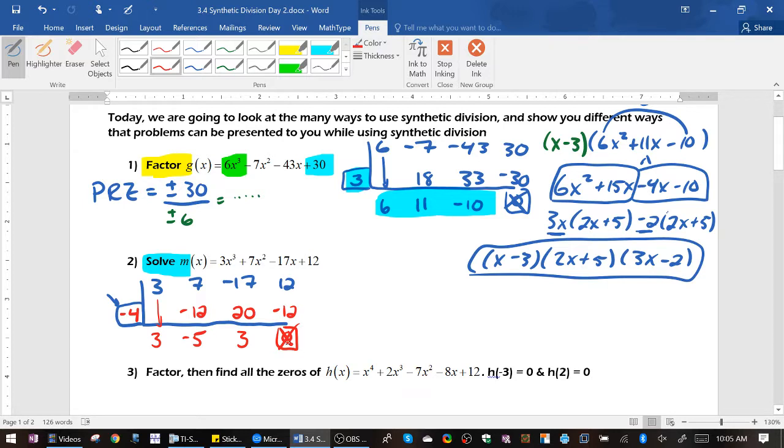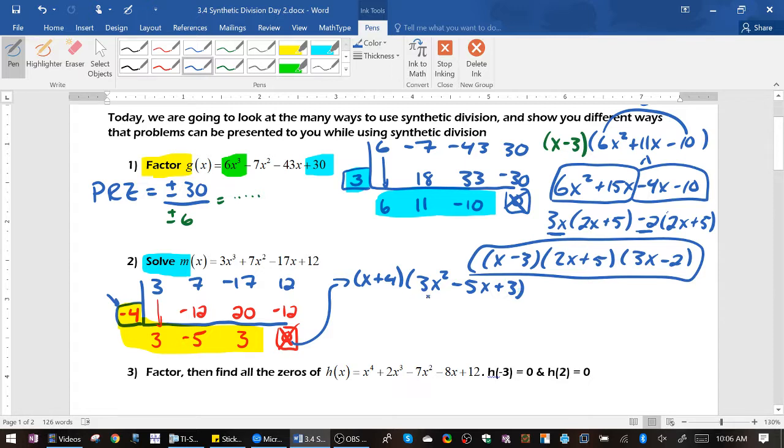All right, so again, now that I have a 0 here as my remainder, let's take all of these values that are out here and let's show you guys how to write them. So the -4 as a factor becomes x plus 4. And then here, the 3, the -5, and the 3, that'll give me 3x squared minus 5x plus 3. Okay?